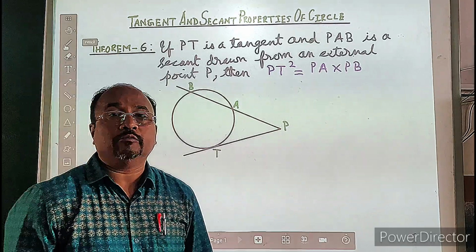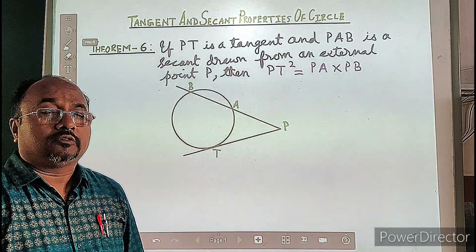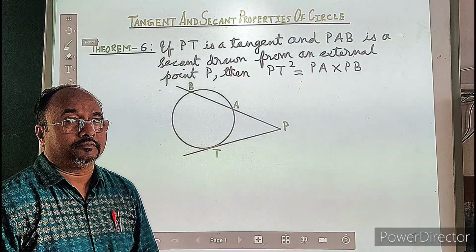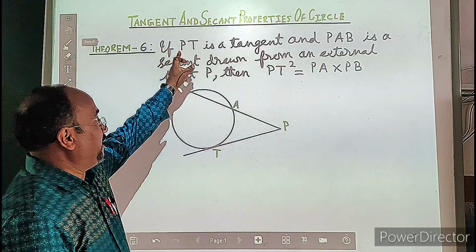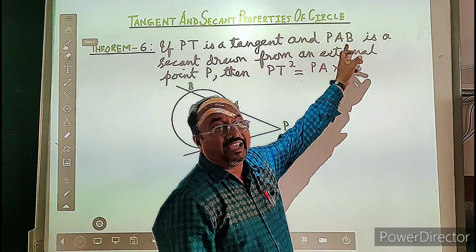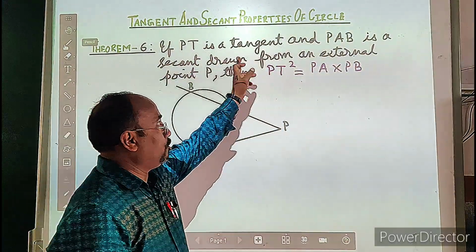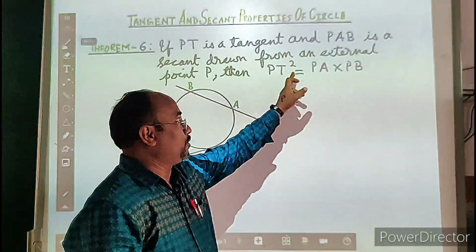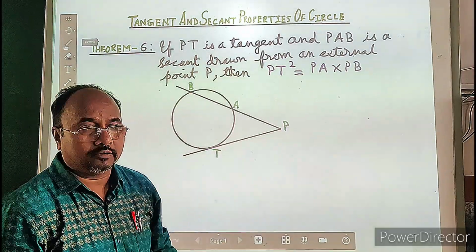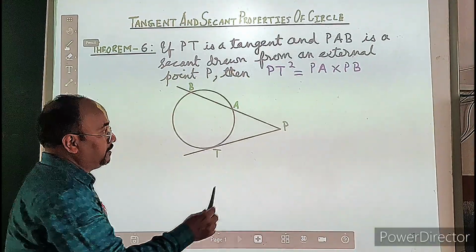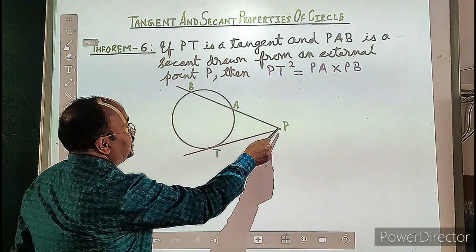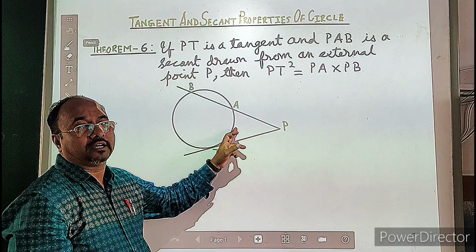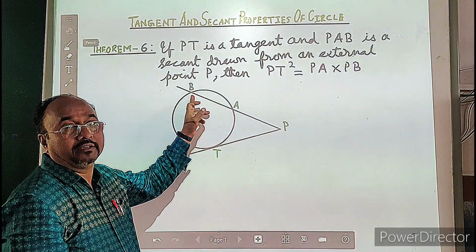Hello students, now we move to the next theorem where tangent as well as secant will be coming in the same theorem. Theorem says that if PT is a tangent and PAB is a secant drawn from an external point P, then PT square is equal to PA into PB. So this is a circle drawn. PT is a tangent and PAB is a secant. The secant is cutting the circle at the points A and B.